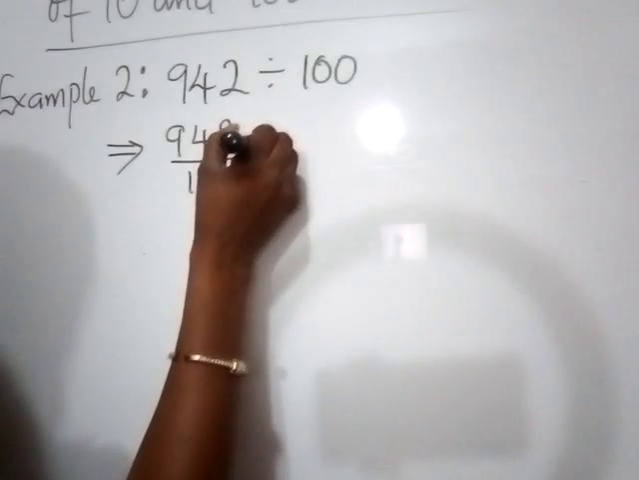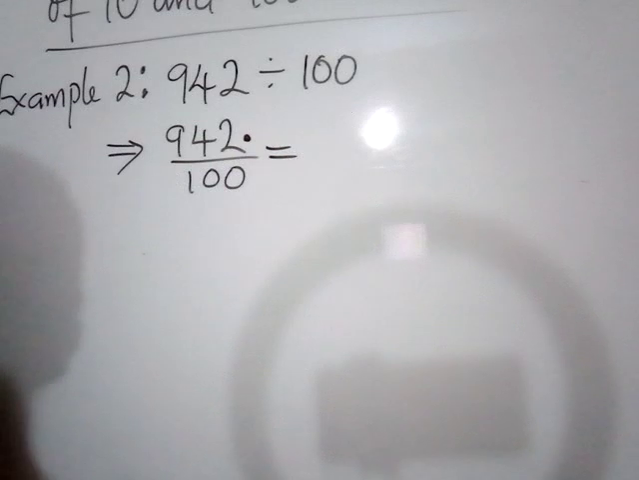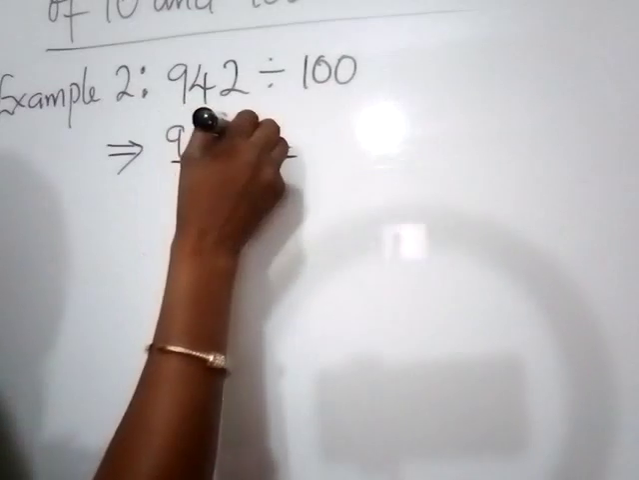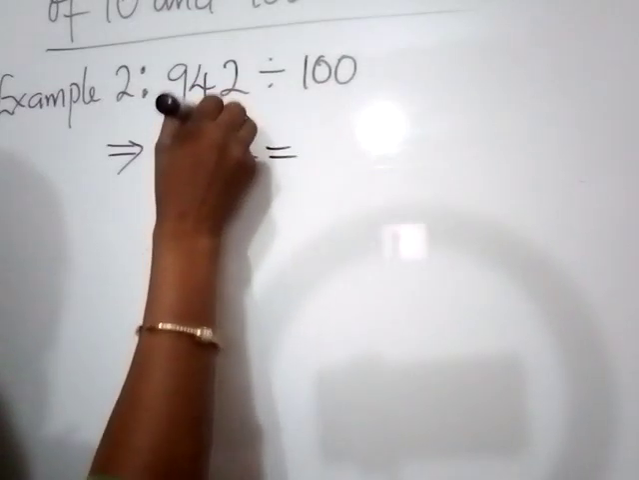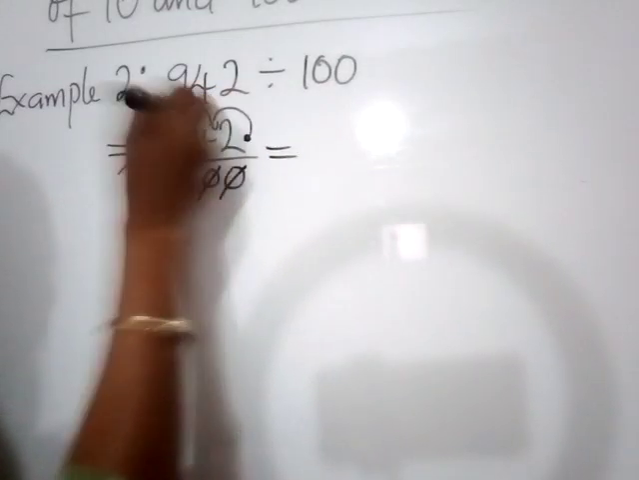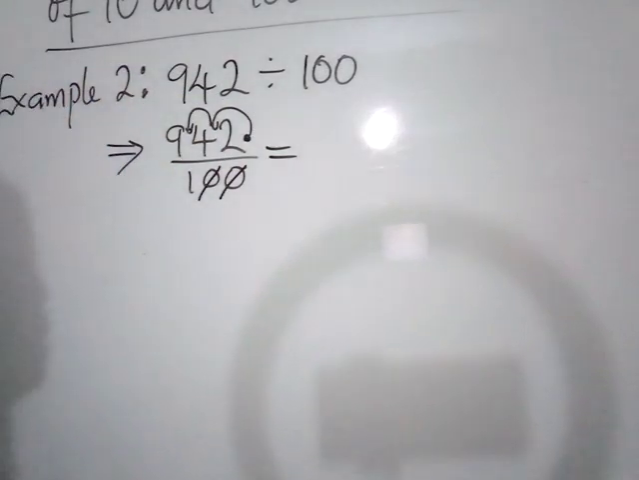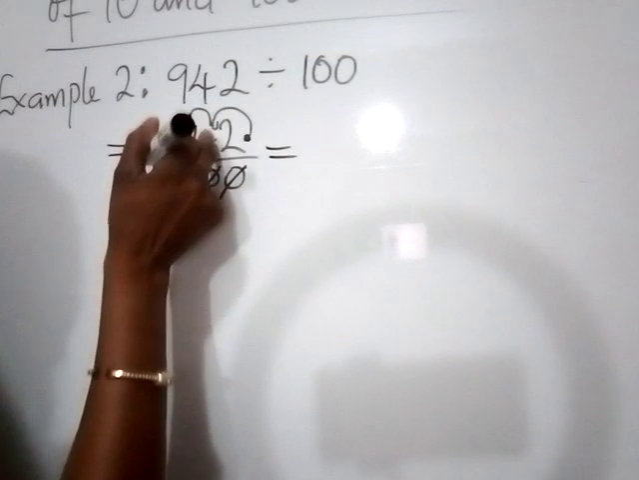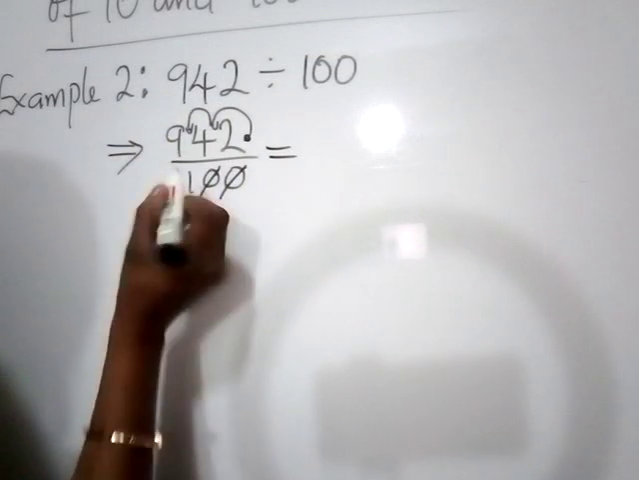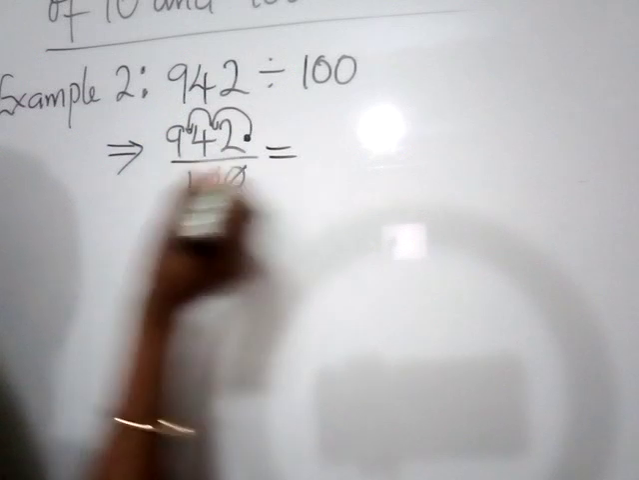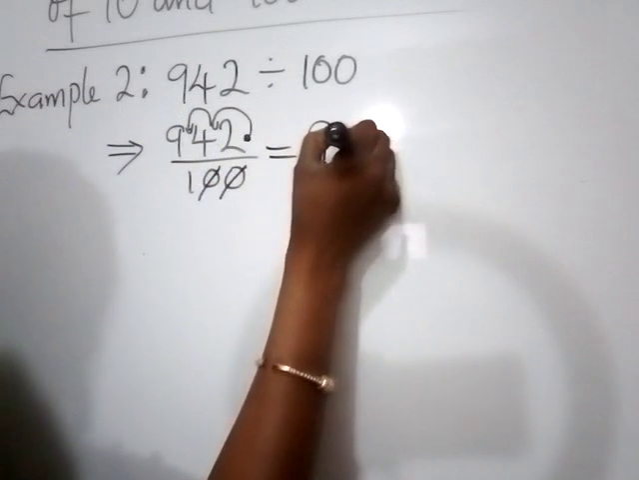And like I said, every whole number has an invisible decimal point in front of it. So with the 2 zeros here, this 1 and 2, this point is going to move 2 places to the left, and it will land at the first place it moves. It will be between 4 and 2. By the time it moves to the second position, it will be between 9 and 4.